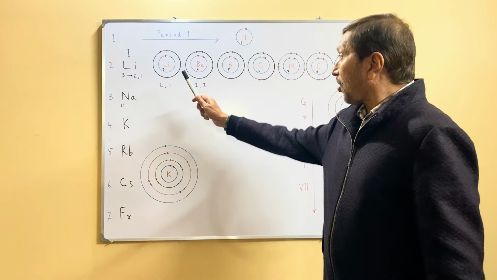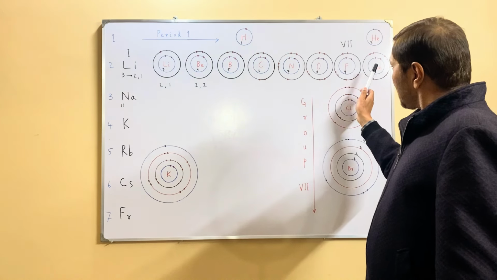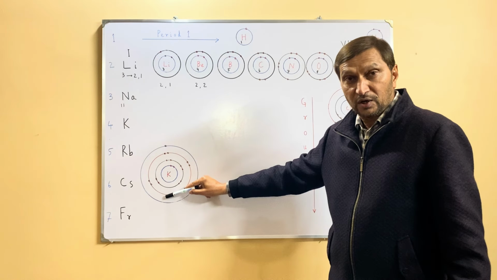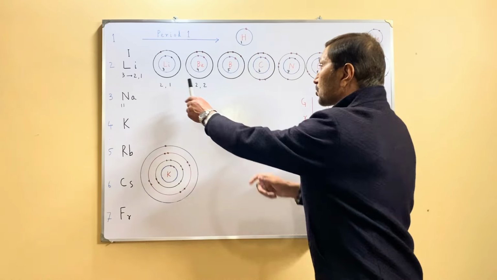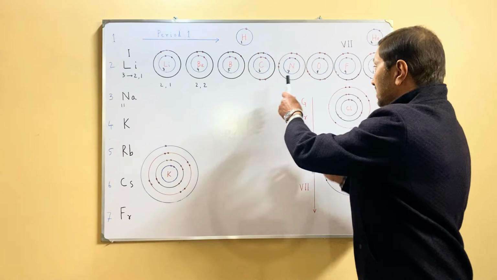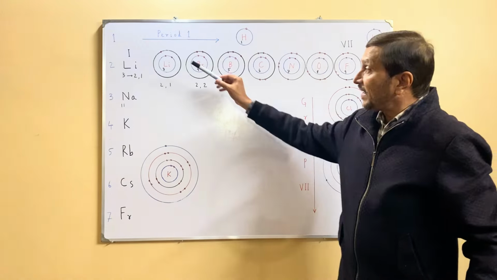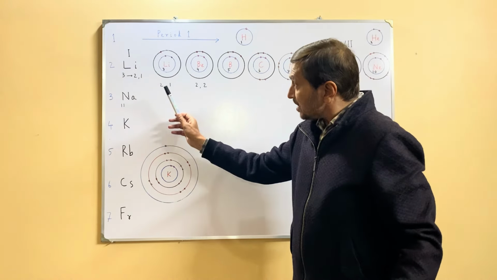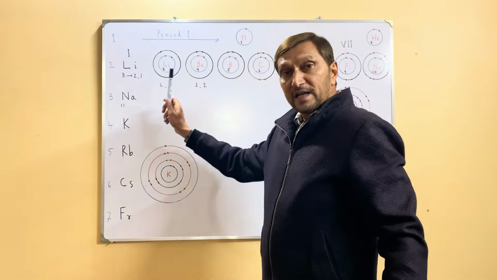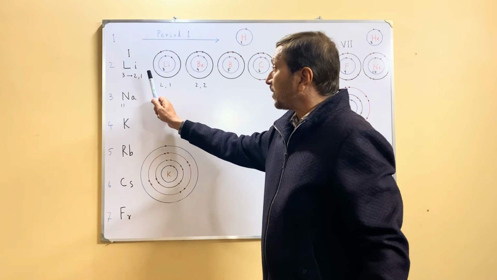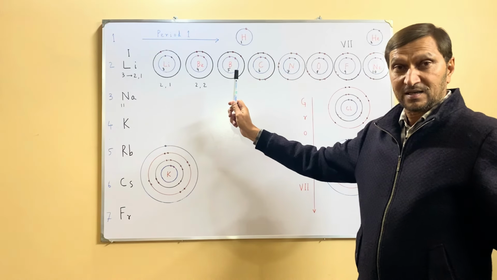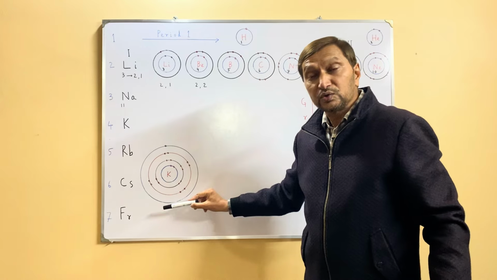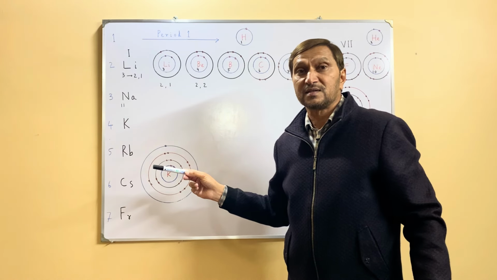There are horizontal rows in the periodic table and there are vertical columns in the periodic table. The horizontal rows are called periods, and the vertical columns are called groups. In the periods, the elements are arranged according to the number of shells, and in the groups the elements are arranged according to the number of valence electrons.